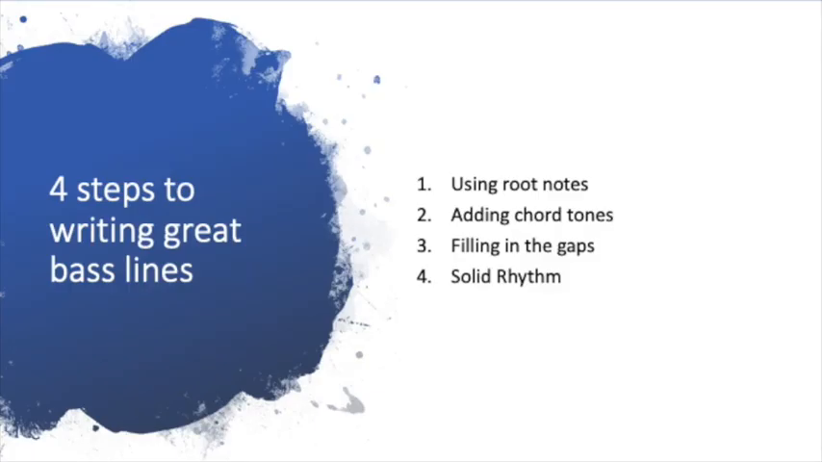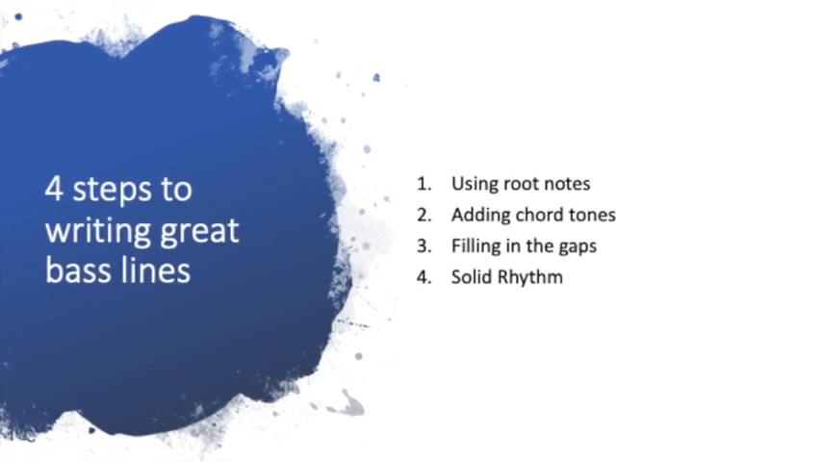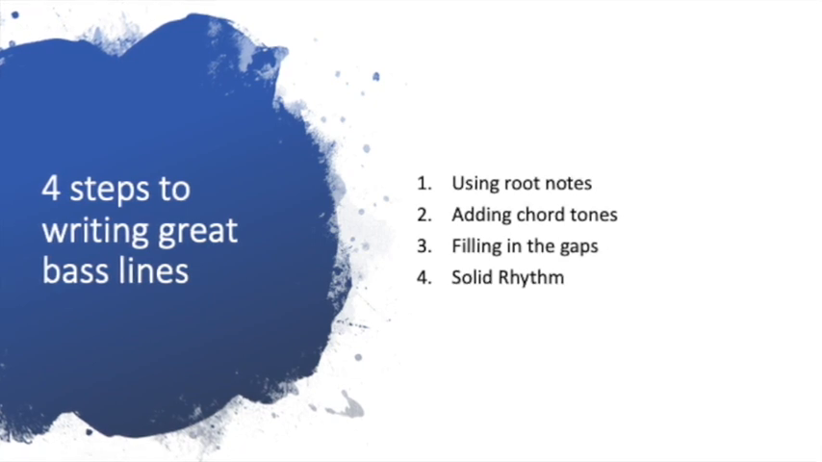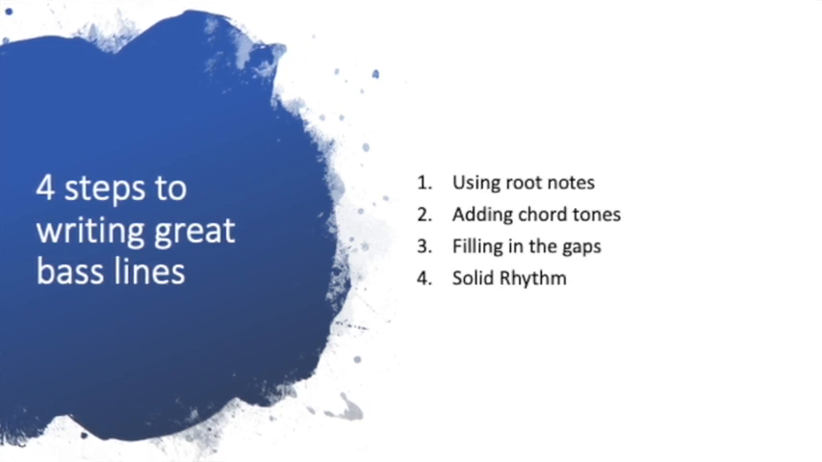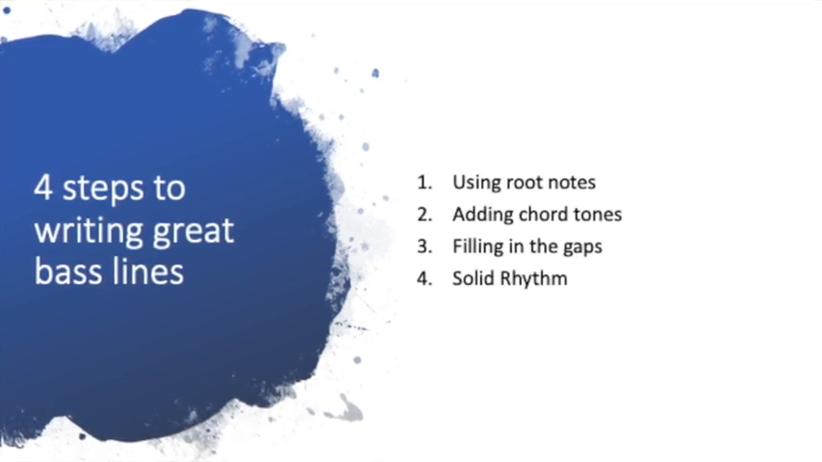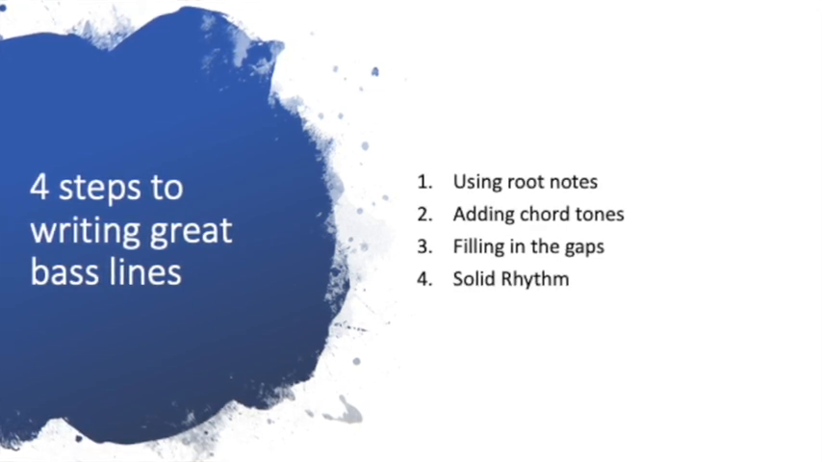In terms of writing bass lines, the four main things that I'd say are most important are: number one, using root notes. We said previously that one of the main functions of a bass line is to set out the harmony so that the audience can hear the chords move. The easiest way to do this is to use those root notes, and it allows you to use the other instruments in whatever ensemble you're writing for to add in the other notes in the chord.